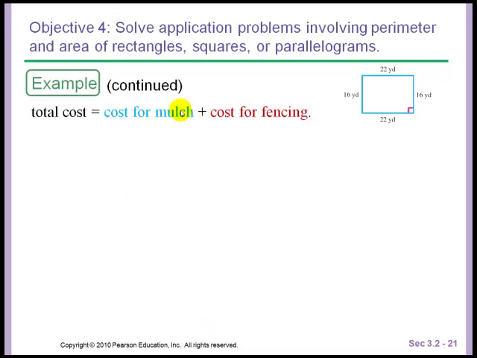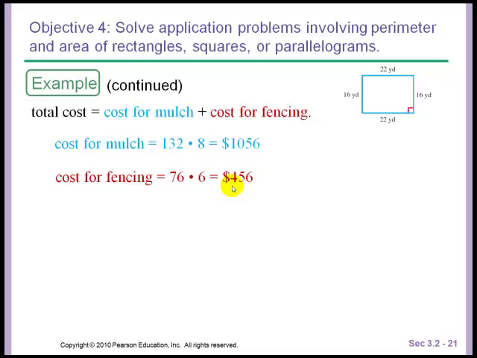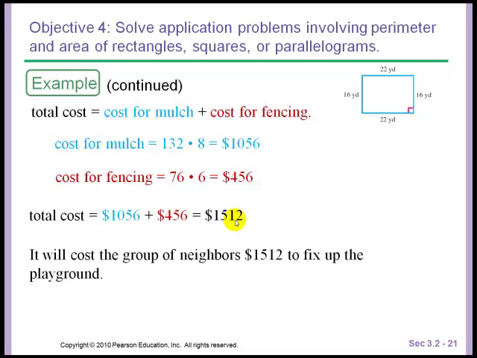To find our total cost, we'll have to add these two pieces together. We determined that the cost for mulch was $1,056. The cost for fencing is $456. So the total cost, add them together, is $1,512. It will cost the group of neighbors $1,512 to fix up the playground.